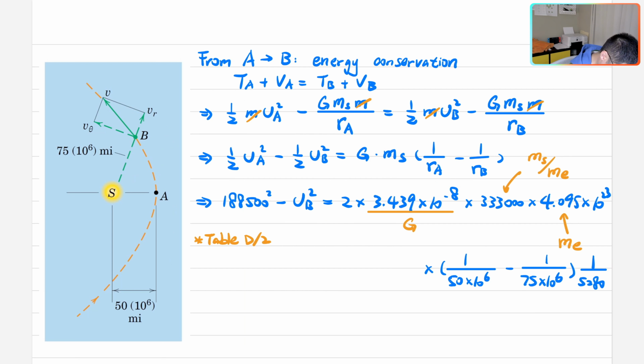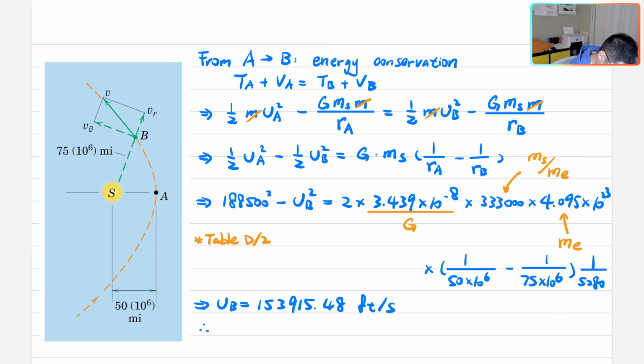We'll be getting VB, the total velocity, which is this guy, equals 153,915.48 feet per second. Now we can use this relationship, the right angle triangle, to find out what our VR, the transverse velocity, is. Or you can think of this as the velocity that is not creating any angular momentum with respect to the sun, with respect to the center.